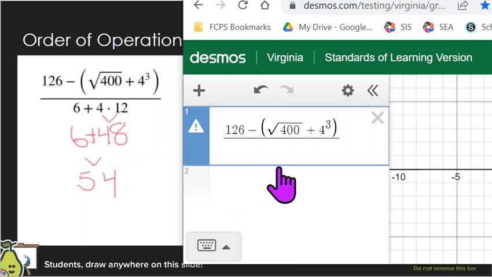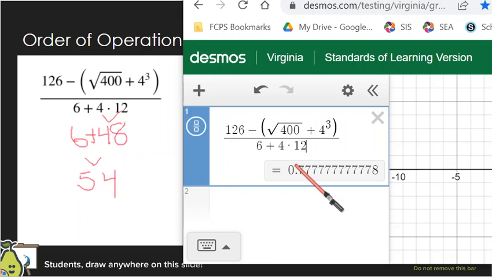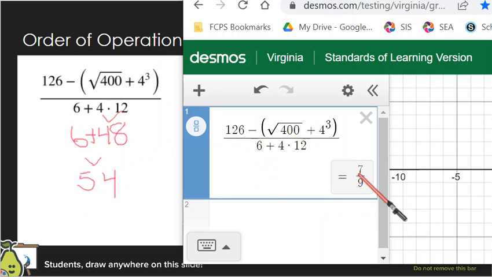On the bottom, I have 6 plus 4 times 12. And if you see here, it gives me a decimal of 0.777777, right? So what is that as a fraction? Well, if I hit this little fraction button, that gives me the fraction, and my fraction is 7/9. So we got it correct. All right, so Desmos is awesome to use to check your work. And remember, just type it in exactly how it looks, and it does order of operations very, very well. All right.